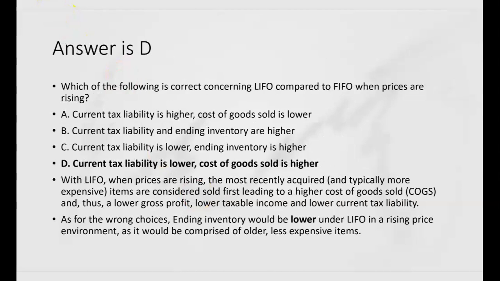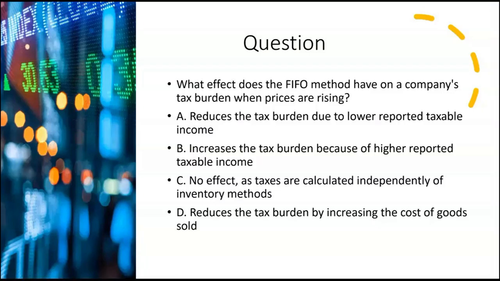With LIFO, when prices are rising, the most recently acquired, typically more expensive items are considered sold first, leading to a higher cost of goods sold and thus a lower gross profit. Lower gross profit leads to lower taxable income. Lower taxable income leads to lower current tax liability. So be ready for a question just like this. Let's try this. What effect does the FIFO method have on a company's tax burden when prices are rising?